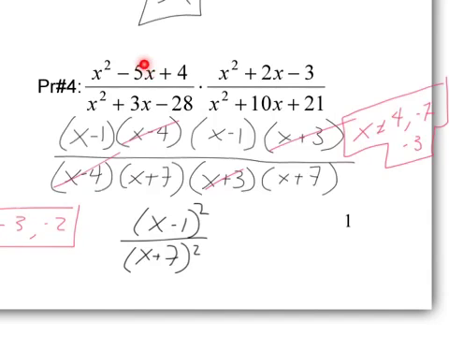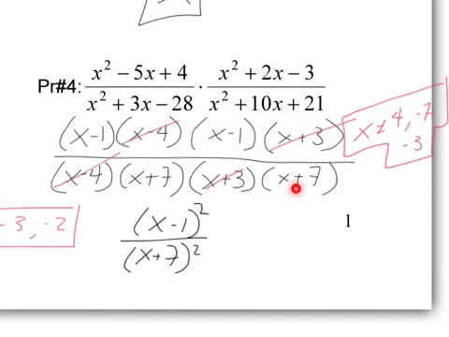All right, when you factor this top one, I get x minus 1, x minus 4. Here I get minus 1 plus 3. Down here I get minus 4 and plus 7. And here I get plus 3 plus 7. My restrictions then would be positive 4, negative 7, negative 3, and then negative 7 again.